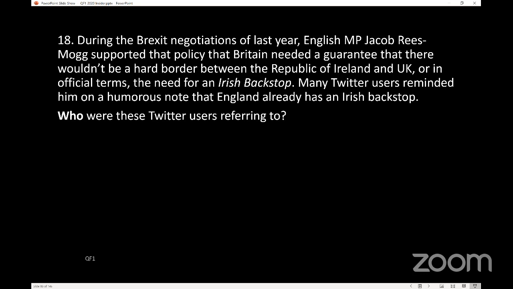I need the name of a person. So during the negotiations, Jacob Rees-Mogg said he was insisting that we need to get an Irish backstop on the border. And people told him, we already have an Irish backstop. So who are they referring to? Surname will do, but I'm pretty sure you'll be able to figure out the first name as well. It's an unusual first name, so you get it.